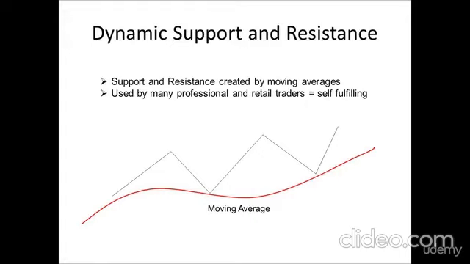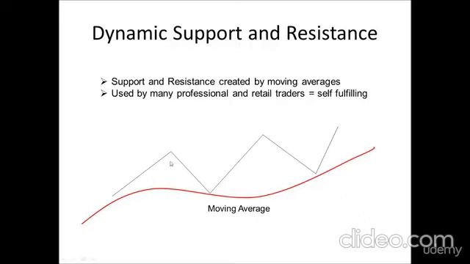Dynamic support and resistance is created by moving averages. And just like Fibonacci retracements, dynamic support and resistance works because it's self-fulfilling, because so many traders, professional and retail traders, use dynamic support and resistance as part of their trading. On my diagram, I have a moving average.